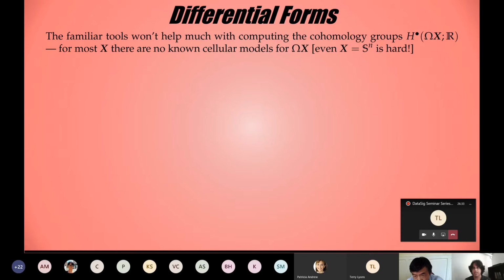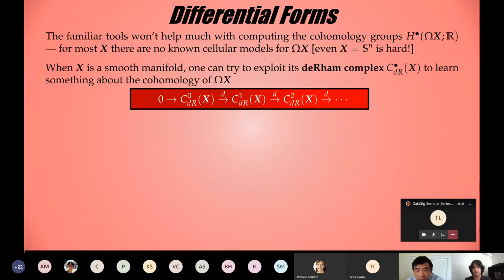I mean, even if X is nice, the loop space is hideously infinite dimensional, so there's no nice way to chop it up into finitely many pieces that you might understand. So one angle of attack is, if you have a smooth structure on X, which means you have access to differential forms, then you might try and attack the loop space cohomology by looking at differential forms on X.